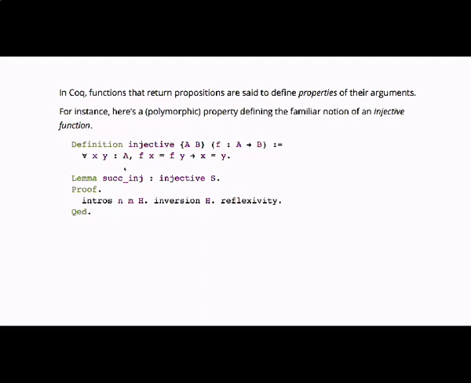I keep switching back and forth between the word true and the word provable. And in Coq, in every interesting logic, those are different concepts. In Coq, they're particularly different concepts because Coq is a constructive logic.